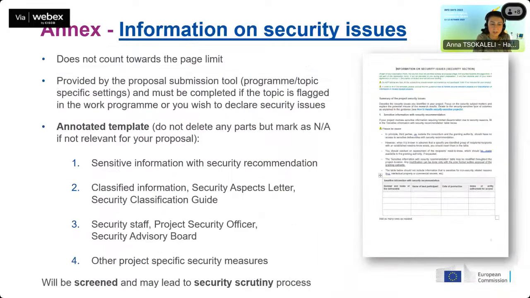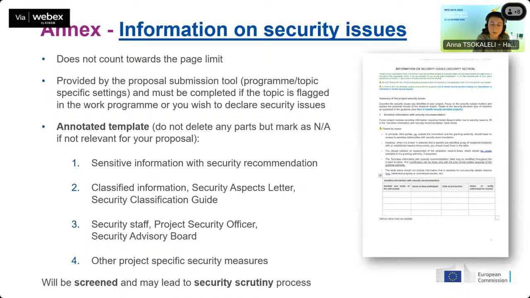All right. Now, in some topics that are flagged as security-sensitive topics, we may require an additional annex to be attached. This is the information on security issues, or in case you wish to declare any security issues that you may have in your proposal. In order to fill it in, you can download this template from the submission tool. It will be included there, and you can read all the guidance that is in the template. We also advise you to read 2 more documents: the guidance on how to handle security-sensitive projects in Horizon Europe, and classification of information in Horizon Europe projects.